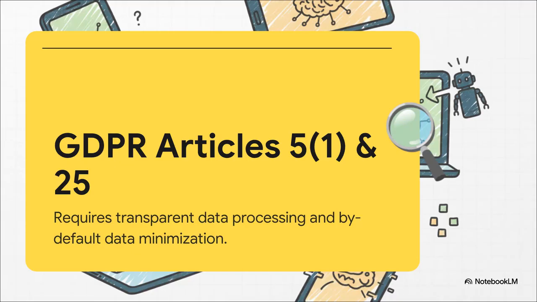Then, of course, we have the GDPR, which requires data processing to be transparent and to implement data minimization by default. The author points out that pre-staging a massive AI model, just in case you might use some obscure feature in the future, is literally the architectural opposite of data minimization. It further compounds the legal concerns around this silent rollout.